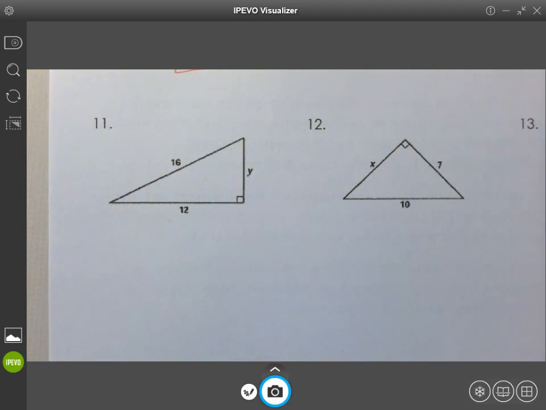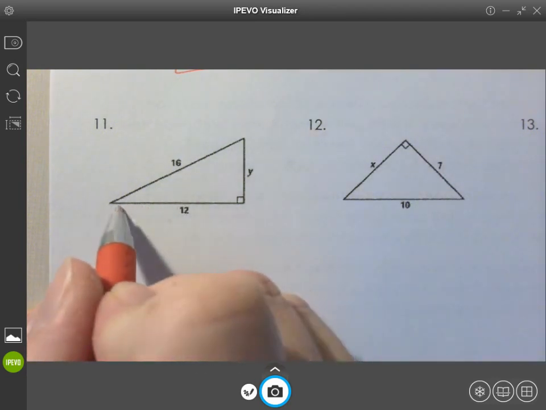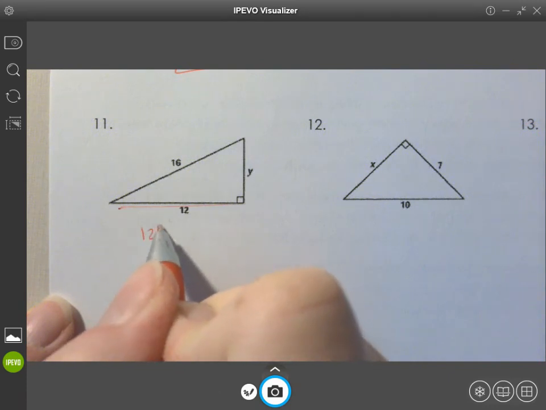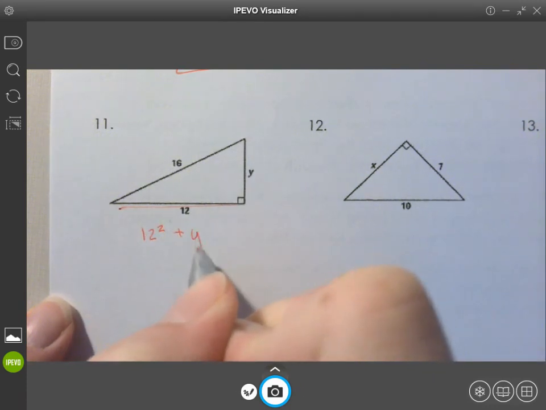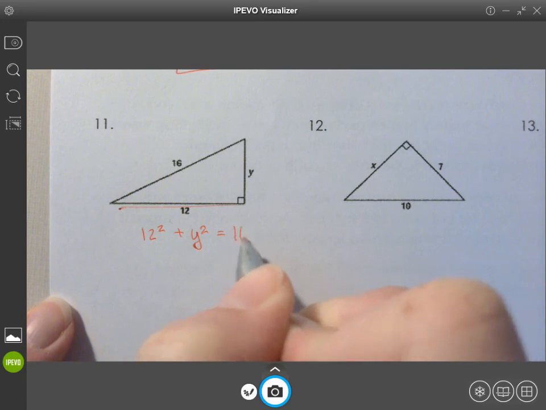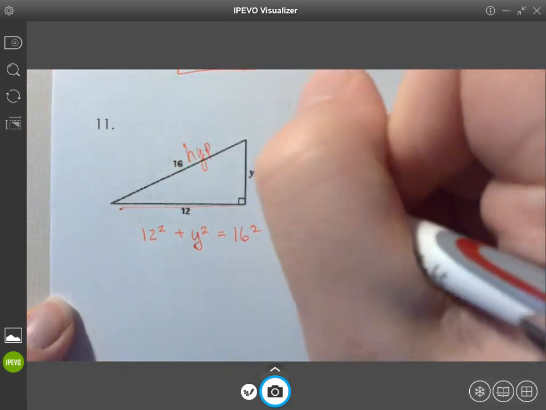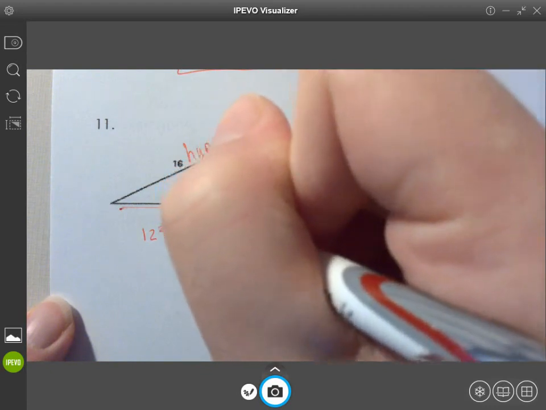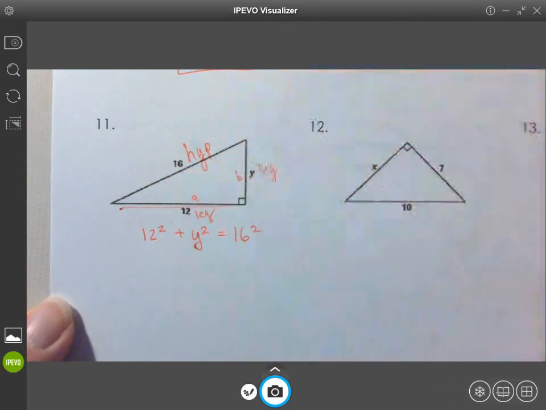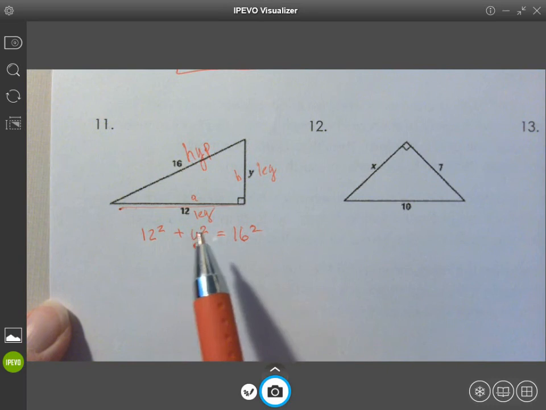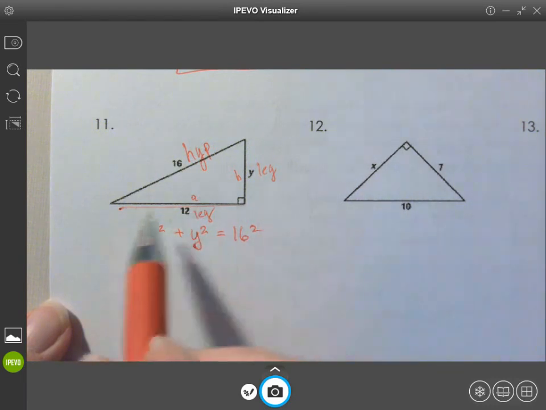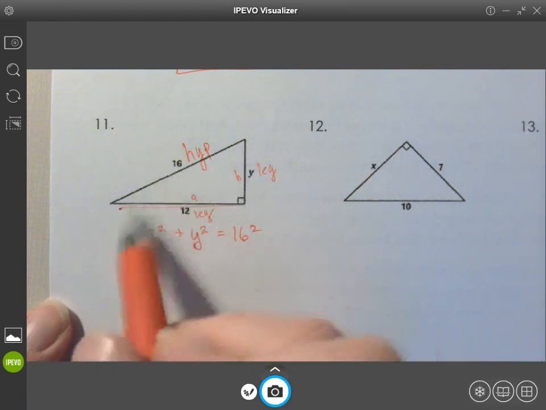All right, so the reason I asked you to try this one is I want to make sure that you saw 12 is a leg squared, y is the other leg squared, and that equals 16 squared. Did you set that up correctly? So this would be like your A, which is a leg, and your B. A lot of people will do 12 squared plus 16 squared. But guys, it's got to be a leg plus a leg equals a hypotenuse.